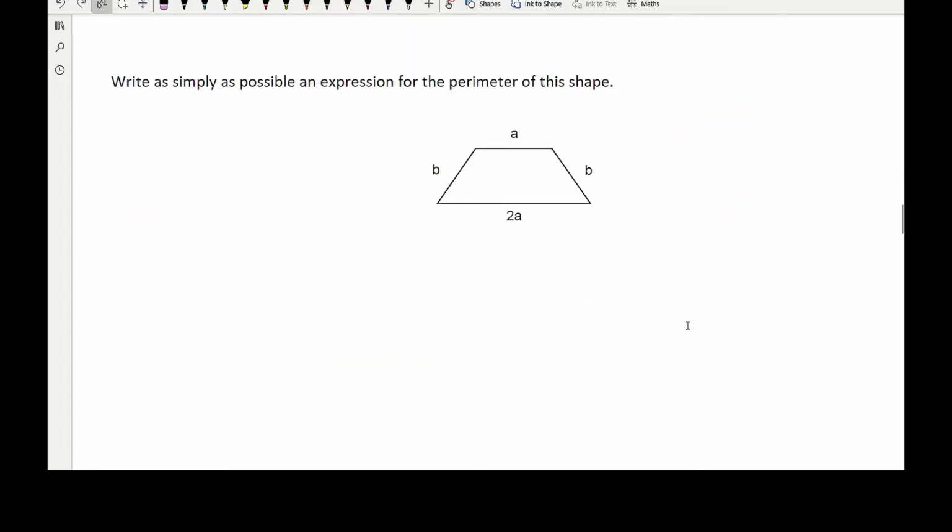So moving on to the next question, it says write as simply as possible an expression for the perimeter of this shape. Very, very similar to the previous one. So I'm going to pick a starting point. Here P equals, as perimeter, it's going to be A plus B plus 2A plus B. And then from this, I'm just counting the A's. So I've got 1A plus 2A, which is 3A. And I've got B plus B, which is 2B. And there is my final answer.